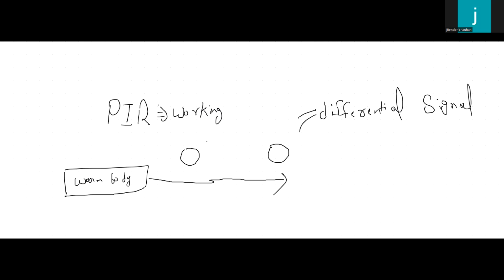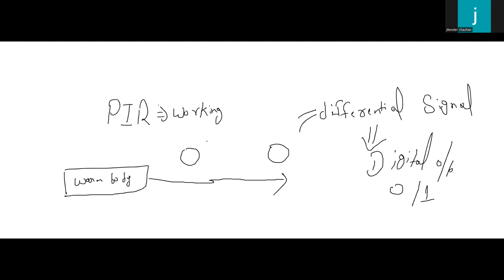The sensor's internal circuitry then converts this differential signal into a digital output. Typically, you can say it's high or low, 0 or 1. So this is the working of that PIR sensor.